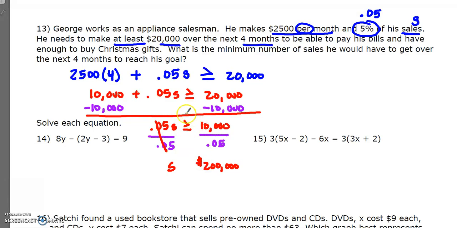And the question is, do I leave my inequality sign or do I flip it? I'm going to leave it because I did not multiply or divide by a negative number. So the amount of sales that he needs would be $200,000 or more.